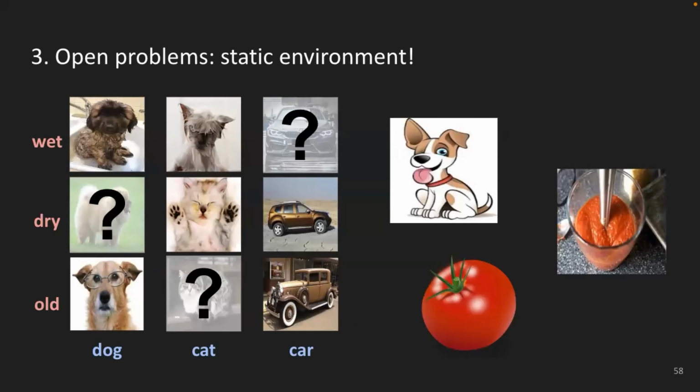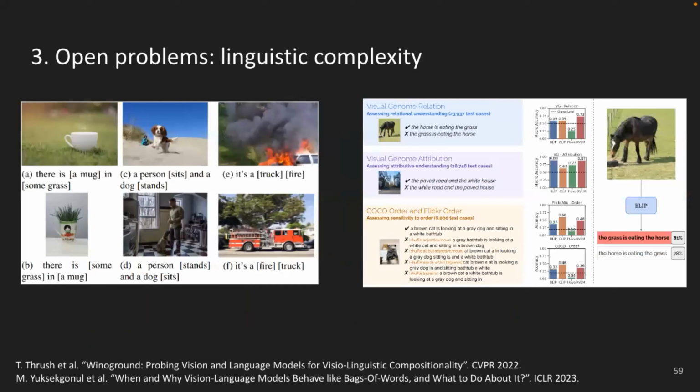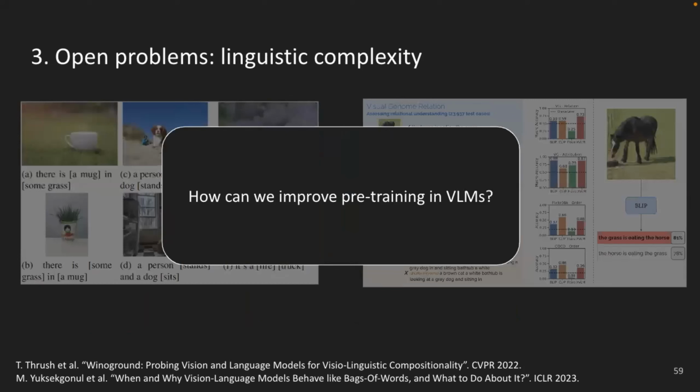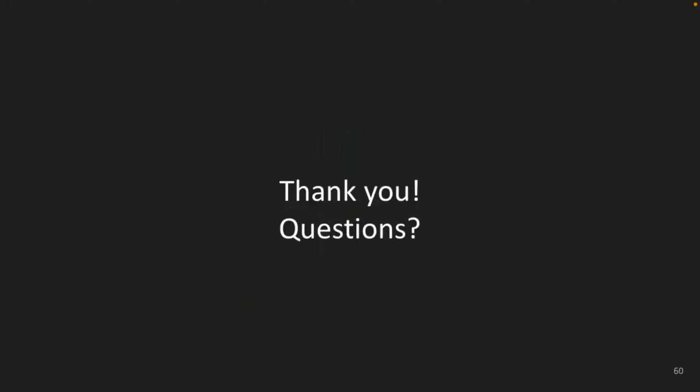And also there are open problems, like the fact that we are assuming a static environment while we know that things are dynamic. And there is a linguistic complexity that we are not modeling, right? Like that we can go really into the binary-gram benchmarks and narrow benchmarks that we discussed before. And this maybe we can improve with pre-training, and Aishwarya will talk about that in the next talk. Okay, thank you. I'm happy to take questions.